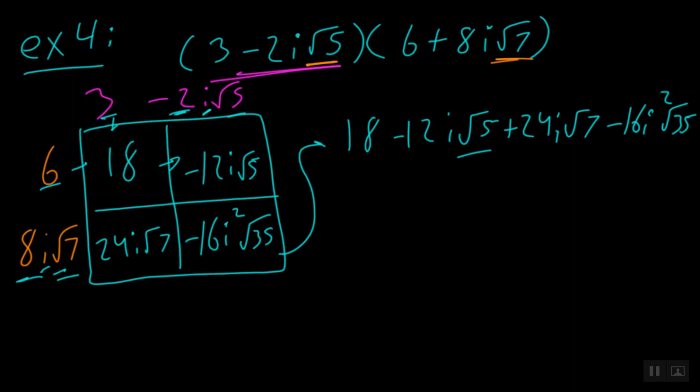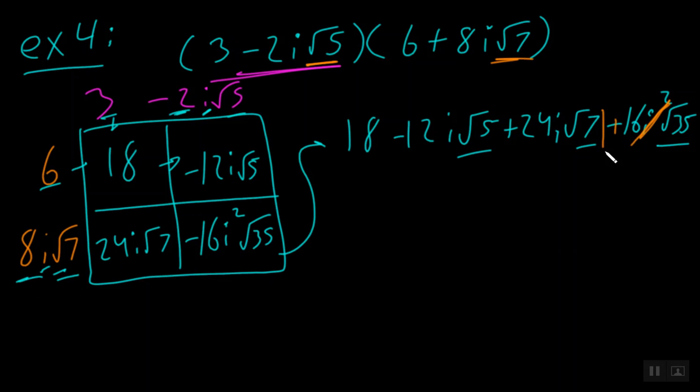Now you're going to notice something here. We have the square root of 5, the square root of 7, and the square root of 35. None of those can combine. The only thing we can do here to simplify this is to cross out our I squared, which makes the 16 go from a negative to a positive.